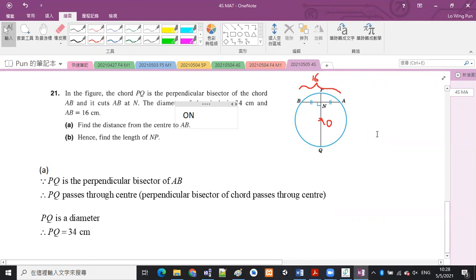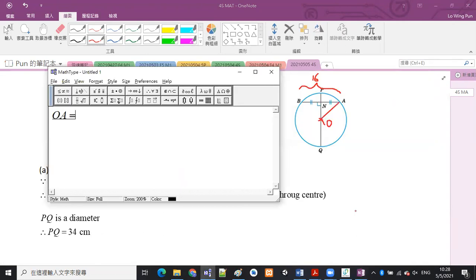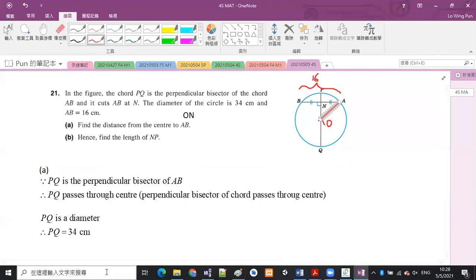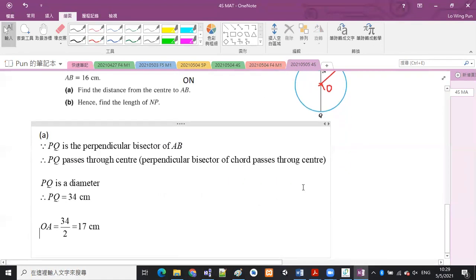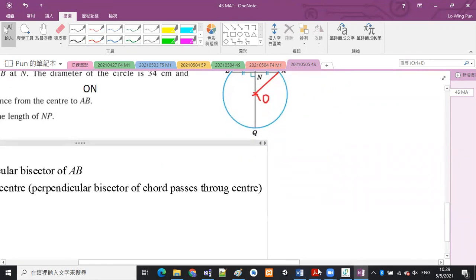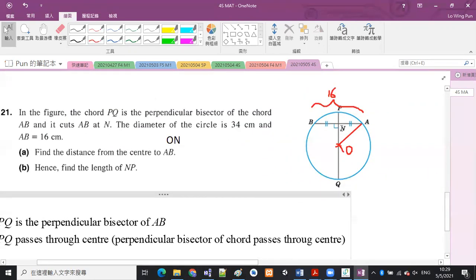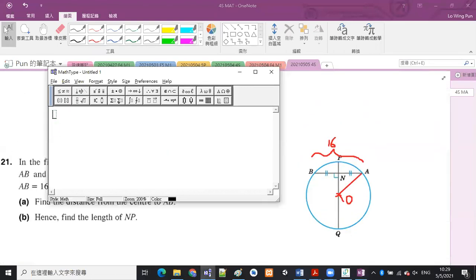Because we have found that the diameter is 34 cm, so the radius we can set OA or OB to be the radius. Radius is equal to 34 divided by 2. That is 17 cm. Okay, and then we also have AN and NB are both equal to 16/2, which is 8 cm.